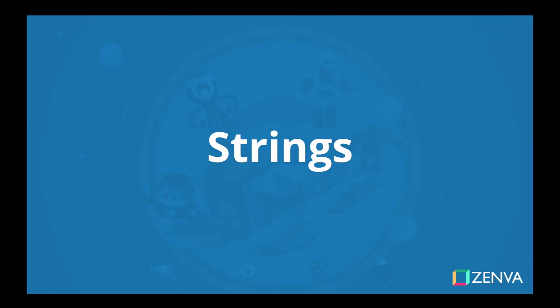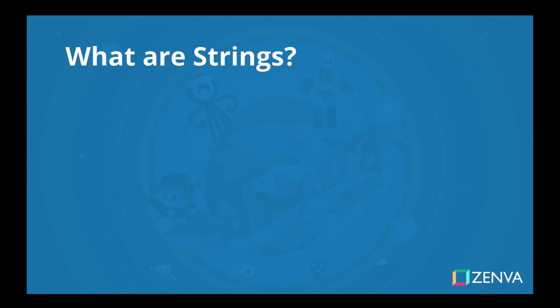What is up, guys? Welcome to part 2 of our JavaScript language basics. This will be on the topic of strings, and it's essentially an extension of the variables tutorial. So what are strings and how are they different from numbers or booleans? Strings are simply another kind of variable that's used to represent a different kind of data.